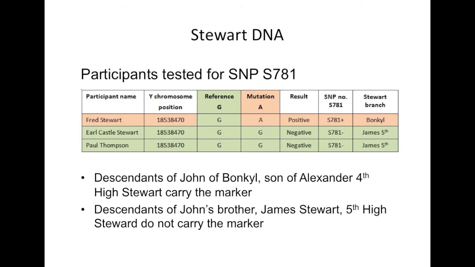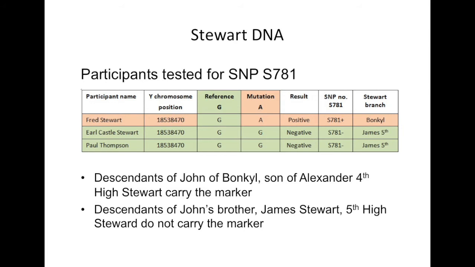Also tested, who had tested previously with Family Tree DNA, were Fred Stewart, you could see at the top there, and down here, Paul Thompson. It was clear from their test that they were both genetically Stewarts, despite the fact that there had obviously been a name change in the case of Paul Thompson. But what I want to point out here is the importance of the SNPs.